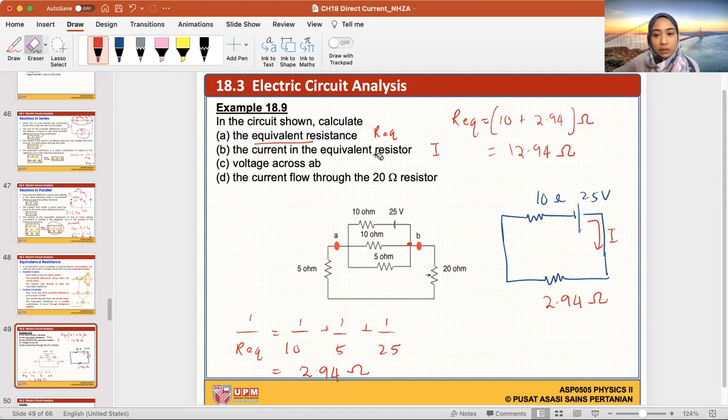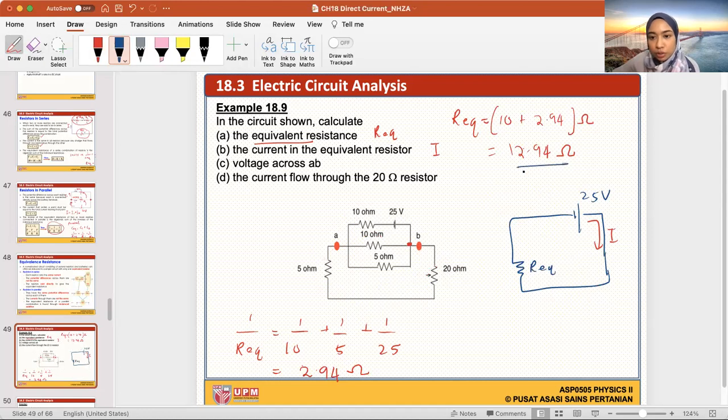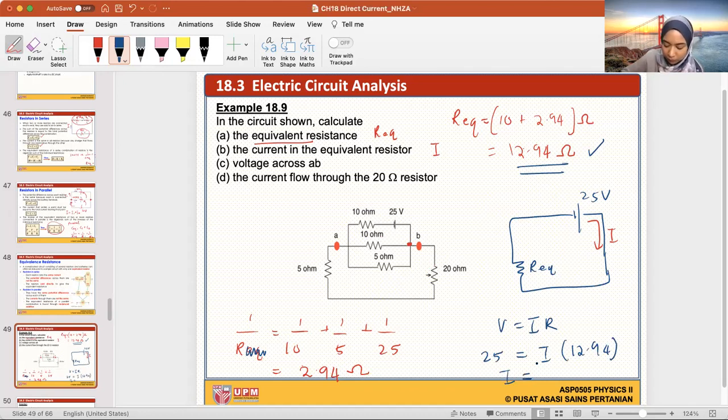So the next one is the current in the equivalent resistor. So we have combined these, and now I can rewrite this. I have a battery connected to an R equivalent, which is equal to 12.94 ohms. So I have a battery of 25 volt, and there will be current flowing through the R equivalent. Based on the basic equation V equals IR, the current flowing through my R equivalent is simply 25 divided by 12.94, which is 1.93 ampere.